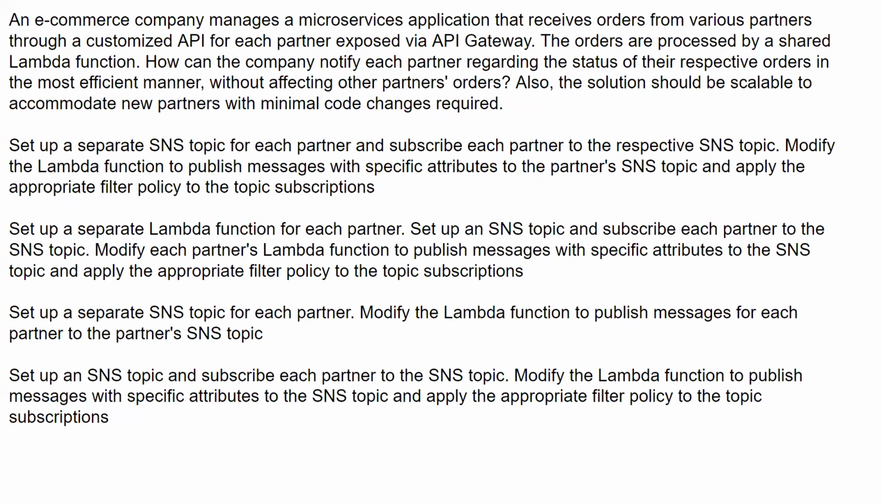Set up a separate SNS topic for each partner. Modify the Lambda function to publish messages for each partner to the partner's SNS topic. Set up an SNS topic and subscribe each partner to the SNS topic. Modify the Lambda function to publish messages with special attributes to the SNS topic and apply the appropriate filter policy to the topic subscriptions.